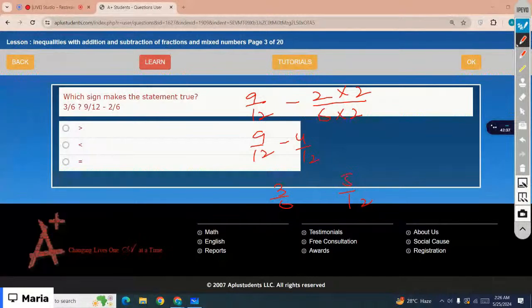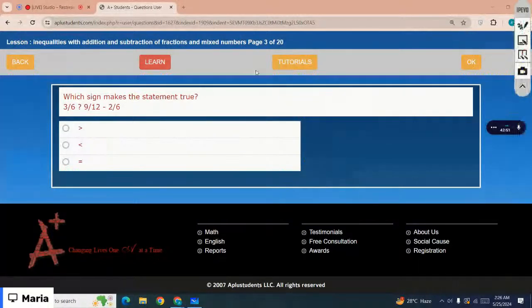So the correct option is, 3 by 6 is exactly half. So 5 by 12 is less than half. So that means half is more than 5 by 12. So that means 3 by 6 is greater than 5 by 12.